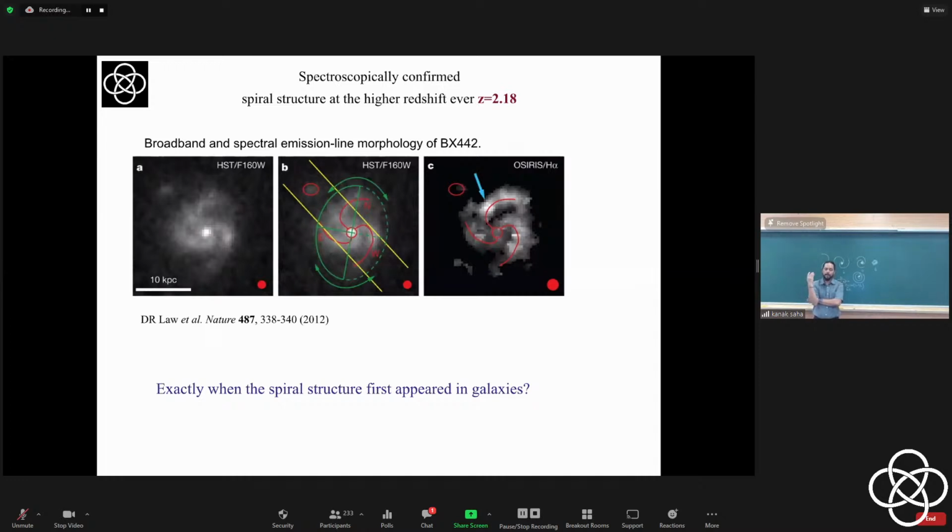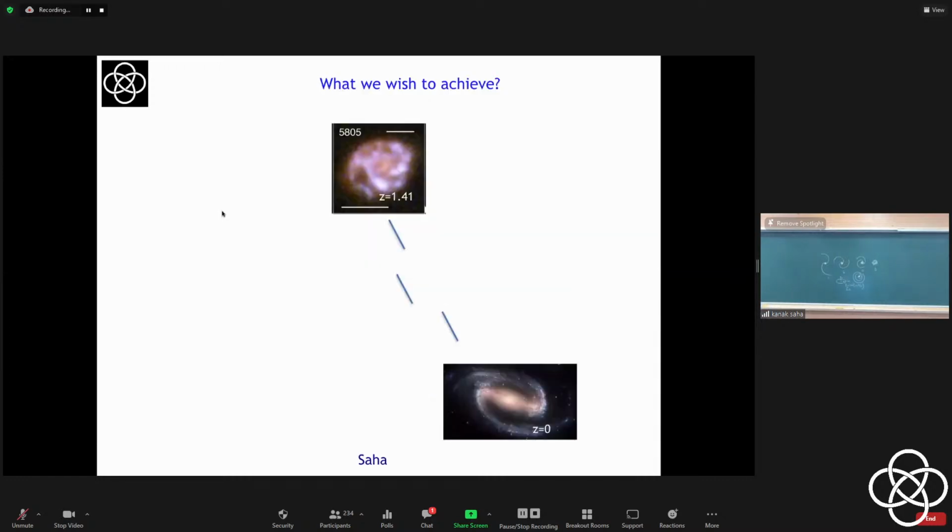Okay, so this really depends on a very high quality telescope and spectroscopic measurements, which will allow you to identify the spiral structure. You can see the actual image in the HST infrared band F160, around 1.6 micron, is almost like this. There is a spiral structure. Yeah, so it is like that.